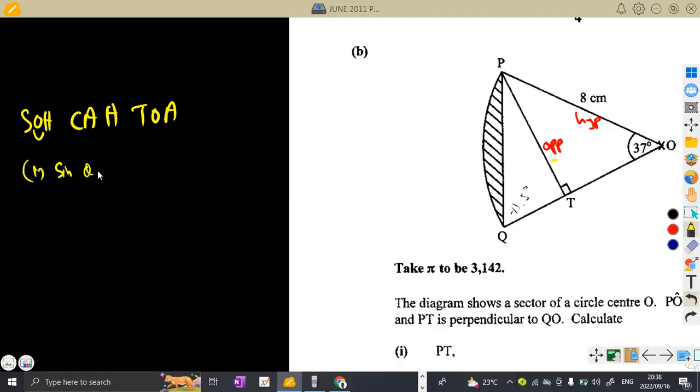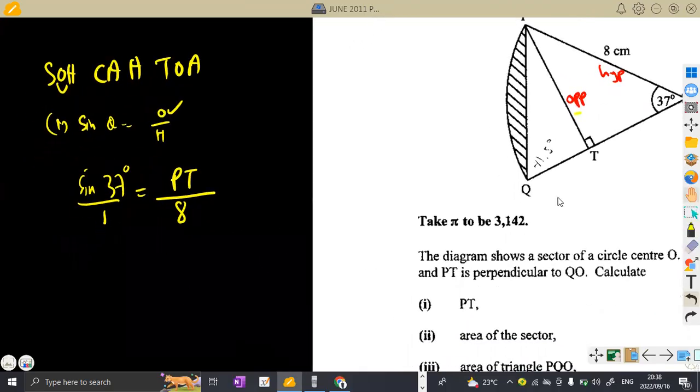So we know that sine theta is equivalent to the opposite over the hypotenuse. In this case, theta is 37 degrees, which is equal to the opposite, the one that you want to calculate, that is PT, over the hypotenuse, which is 8. So this is over 1. You can cross multiply and simplify further.